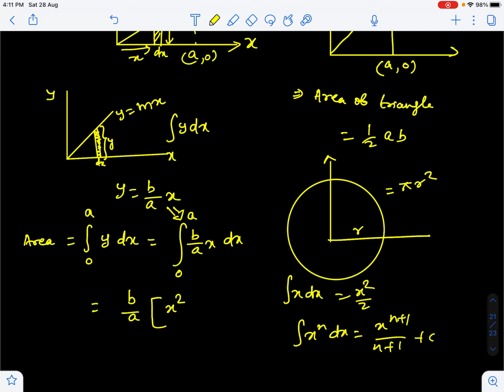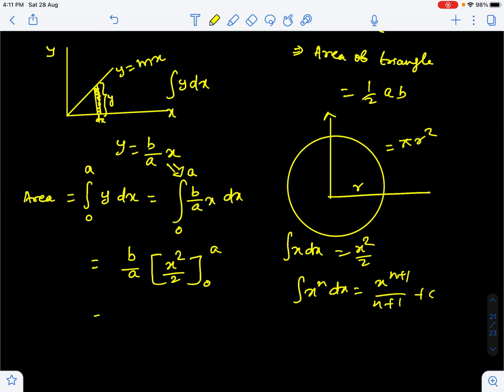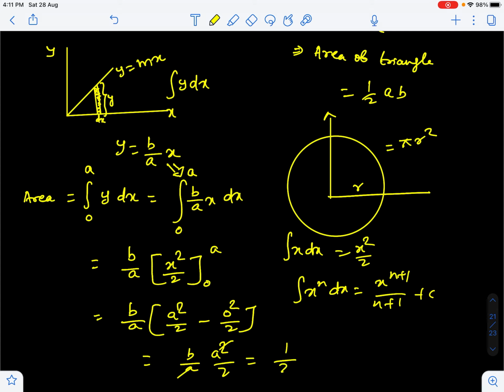So this integration is x square by 2, putting the limit 0 to a. When I am putting the upper limit, this will be a square by 2, and lower limit, that will be 0 square by 2. So this will be b by a into a square by 2. A and a cancel. So this is half into b into a, or half into a into b. So this actually comes from this integration. That is why it is one of the most important topics which you get from integration.